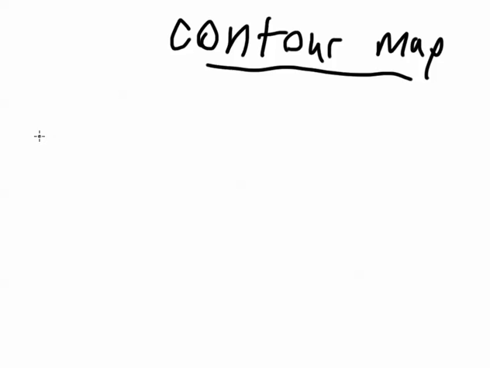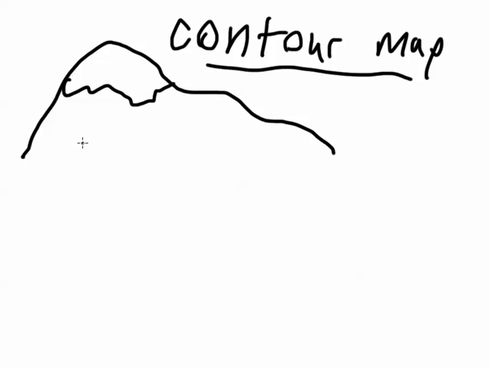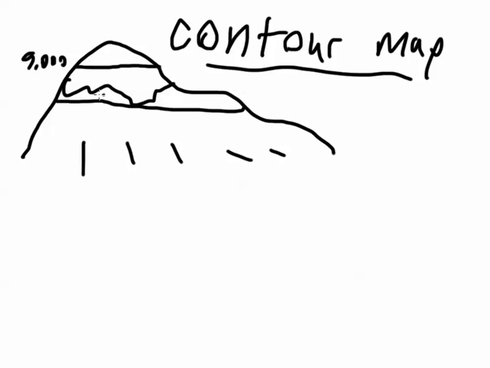So let's say that we have some sort of mountain. Here's a mountain. And this is what it looks like from the side. And let's say that I want to draw this mountain from above. But if I draw the mountain from above, I can't see how tall it is. So this mountain, let's say, at this level is 9,000 feet tall, and at this level is 6,000 feet tall, and at this level is 3,000 feet tall.